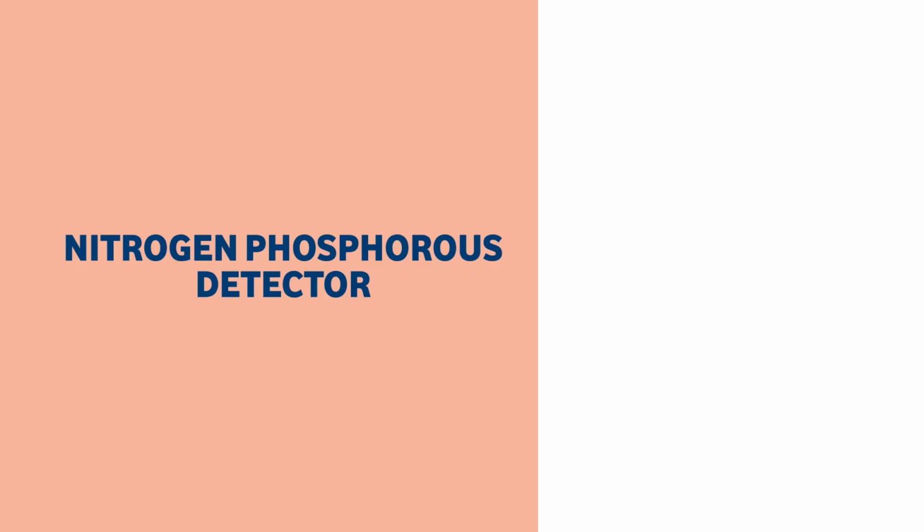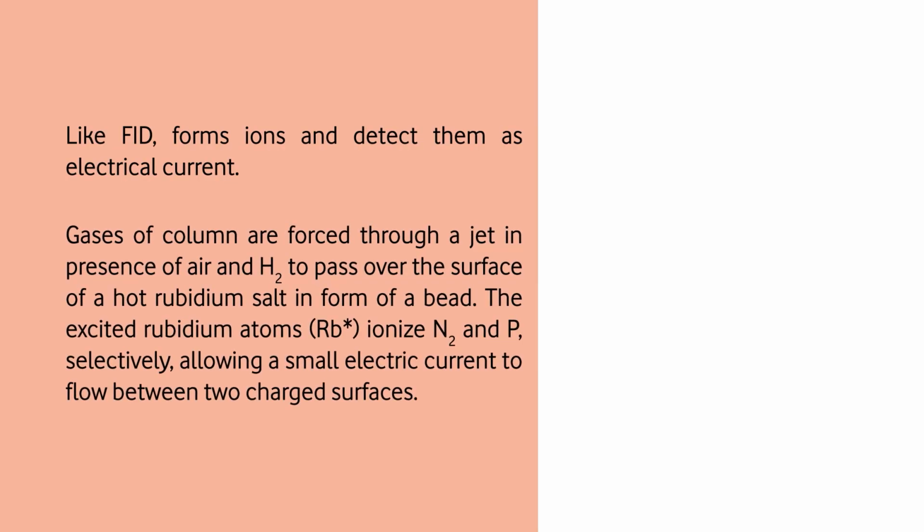The nitrogen phosphorus detector, which we call the NPD detector, does the same thing as the ions formed in the FID. In FID, gases are burnt and ions are produced. Here, it is more for nitrogen and phosphorus. So gases from the column are forced through a jet, in the presence of air and hydrogen, to pass over a very hot surface. It is basically a rubidium salt, a hot salt in the form of a bead.